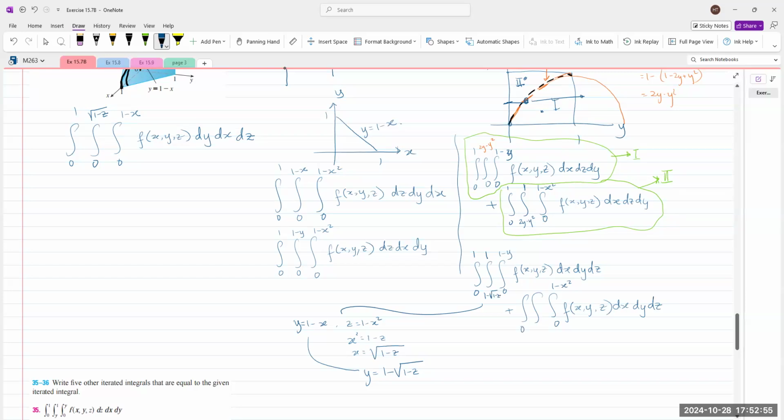This is 0 to 1. This is from 0 to 1 minus square root of 1 minus z. Dang, that's painful, huh? This is so painful.